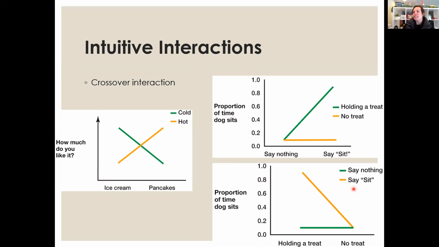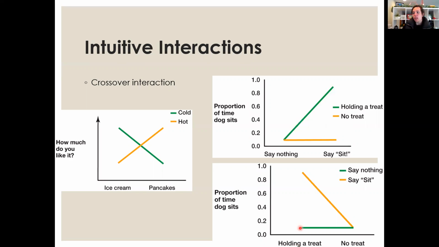Okay, so let's look at this. If you do not have a treat and you say nothing, dog doesn't sit for very long. If you say sit, dog does not sit for very long. If you are holding a treat and you say nothing, dog doesn't sit for very long. But if you then say sit, there's a significant increase in how long the dog will sit. Okay. This information right here is the same one, right? We're just flipping it. We're flipping the independent variables one to the other. Okay. Do we see that?